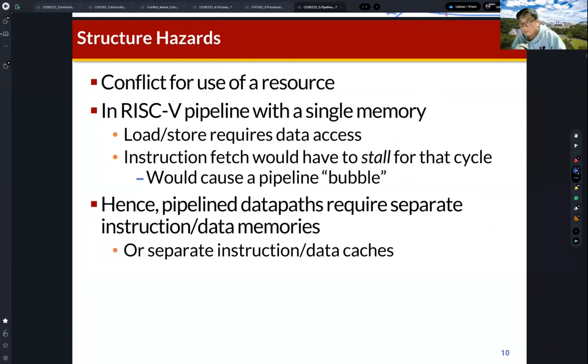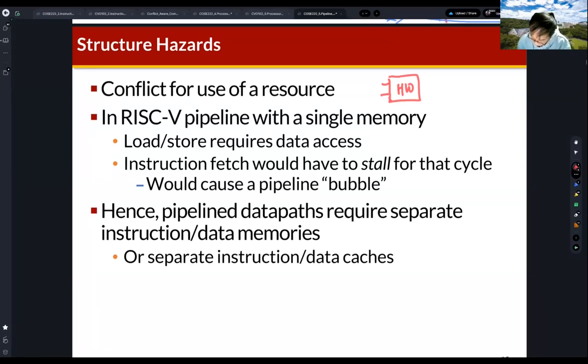I will explain each hazard in more detail. Okay, what is the structure hazard? The clock cycles are wasted because of lack of resources. Why? This is the hardware, and the hardware has limited resources, such as a port.